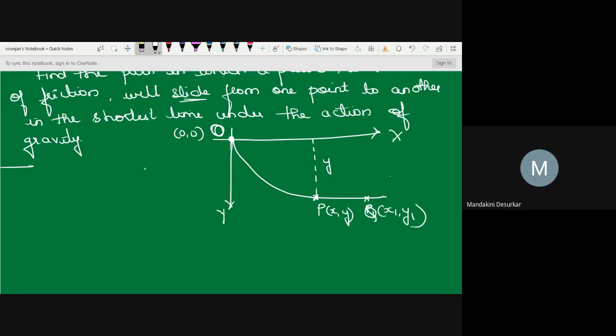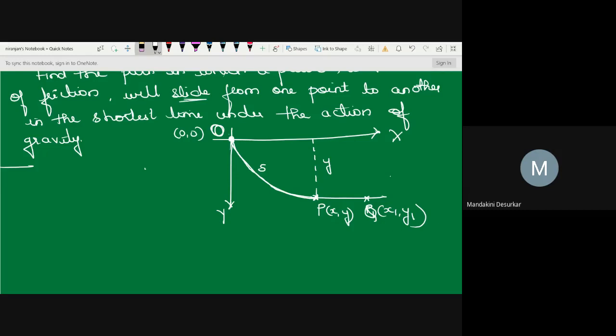Now see here, what is the concept? This OP is my arc length. I'm going to take the complete thing. I'm not taking a small part of it. So this I'm calling S, where S is nothing but the arc length. Now to start with the explanation part.